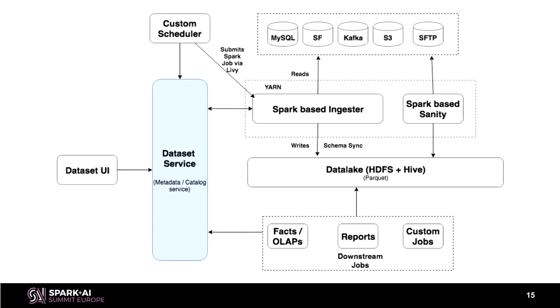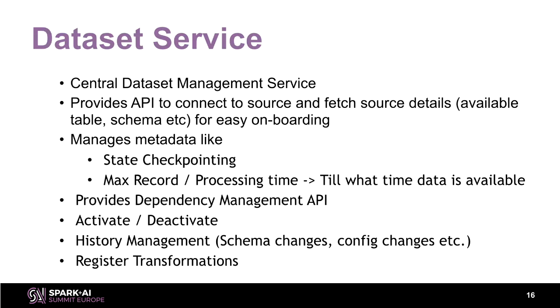So let me zoom into some of these components so you have a better idea of what I mean by this architecture. The dataset service is basically the central dataset management service, not data management. It just manages metadata about a dataset. It provides an API to connect to a source and fetch the metadata for easy onboarding so that you do not have to supply all these configurations manually. It manages metadata like state checkpointing. I talked about checkpointing for different sources, so it does that in a unified way. You can define a template for each source, and then you do not need to worry about how to save those checkpoints or manage those configurations. They are managed by a central API.